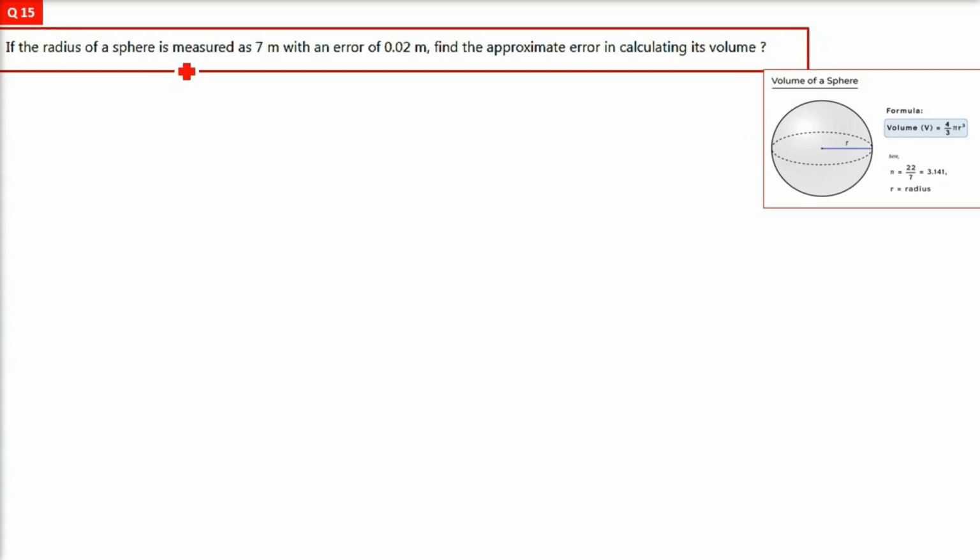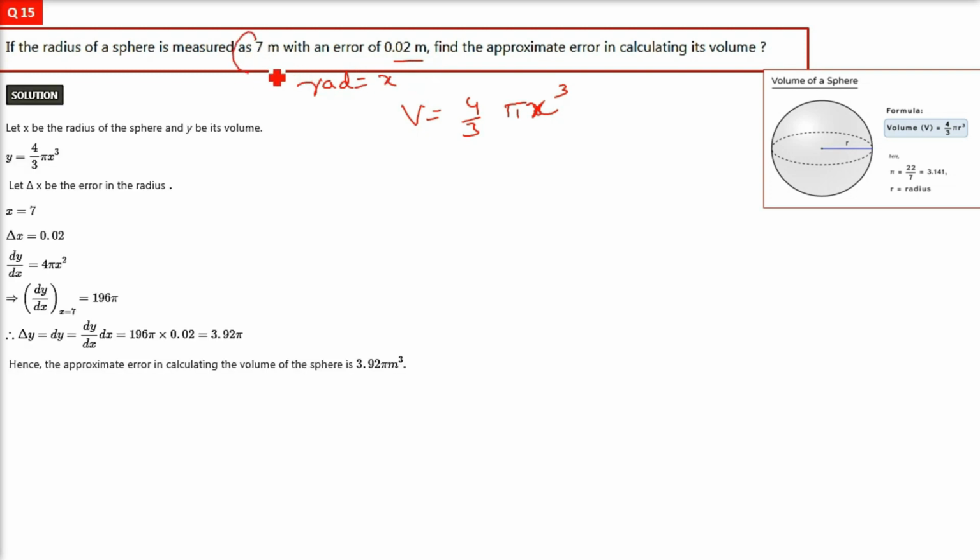If the radius of a sphere is measured as 7 meter with an error of 0.02 meter, find the approximate error in calculating its volume. So volume is 4 by 3 pi r cube. I am calling the radius x now, so it will be 4 by 3 pi x cube. The radius of a sphere is measured as 7 meter with an approximate error of this. So x is 7. Now the error is 0.02 meter, so delta x is 0.02 meter.